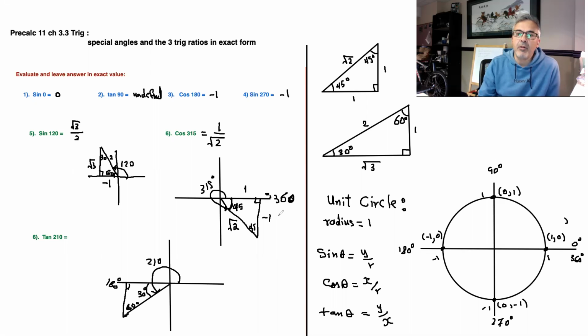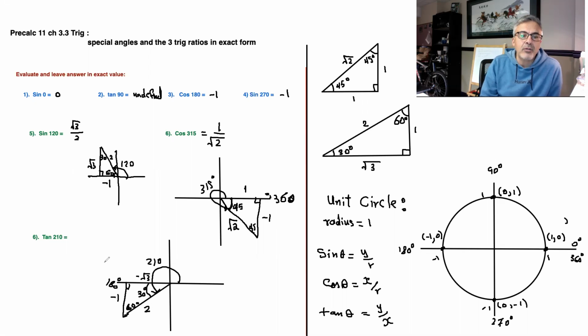And if you want to label that, opposite to the angle 30 is 1, but it's going to be -1. The hypotenuse is 2. And then adjacent to 30 is √3. So this should be √3, but it's negative. Why negative? Because the x-axis here is negative. Why is this -1? Because the y-axis here is negative.